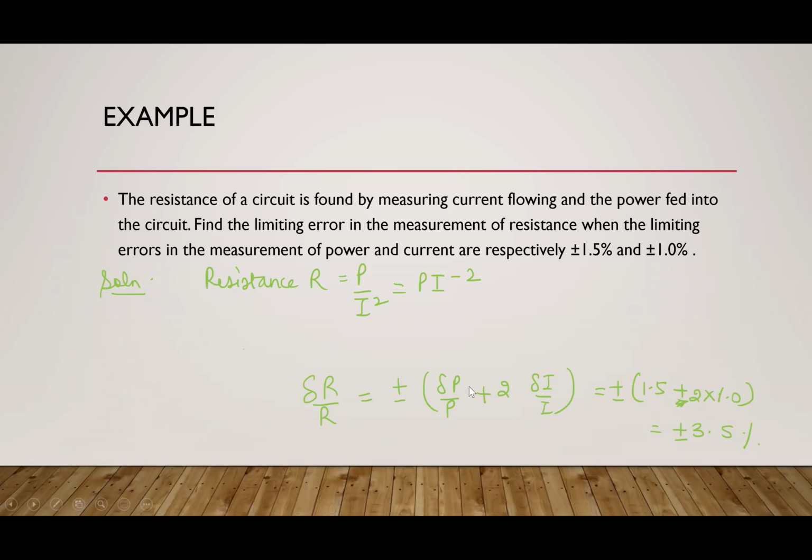So power का limiting error हमें 1.5 दिया है and current का limiting error 1 दिया है, multiplied by 2, so you will get 1.5 plus 2 into 1. That will give you the final limiting error of your resistance.